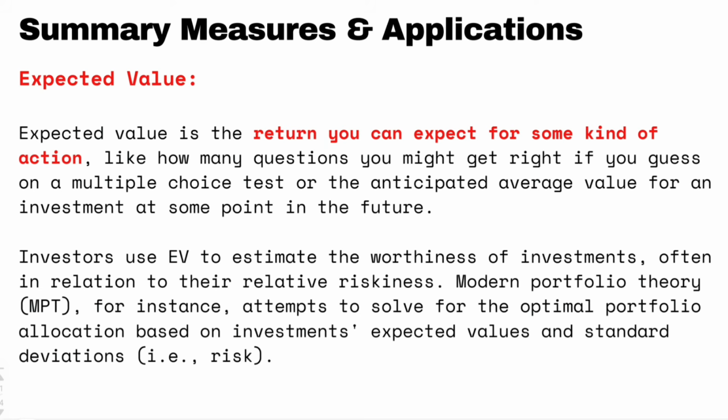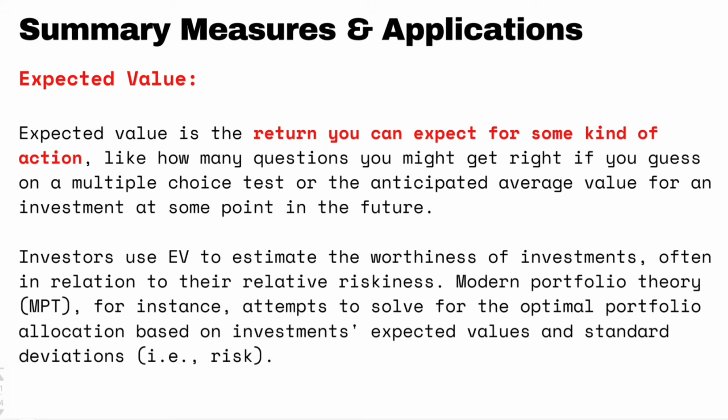We have a few summary measures and their applications here, just like in our frequency distributions in block 1. The first is the expected value. Expected value is the return you can expect for some kind of action. Investors use this expected value to estimate the worthiness of an investment. If I invest in a company, what kind of return can I expect, say, within 1 or 2 years, or within 20-25 years? What is my expected return?